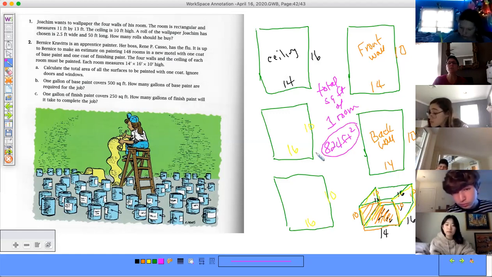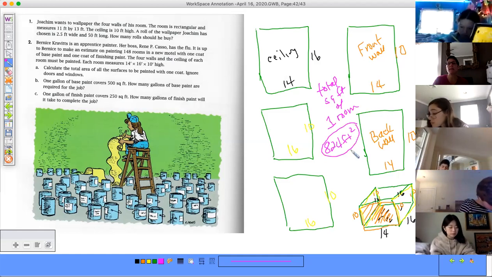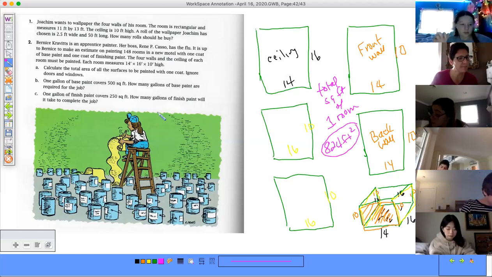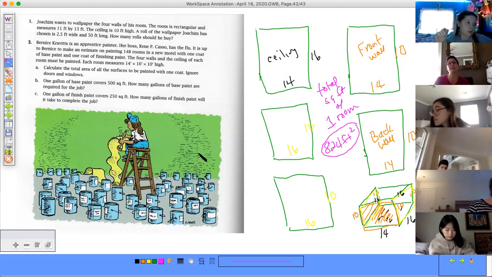How many rooms are we talking here? 148. So that means what's the total square footage that she's actually got to cover in paint? Is it 148 rooms? Yeah, it says 148. You're going to multiply 148 times 824 square feet, yes? So we're talking 121,952 square feet that she has to cover in paint.